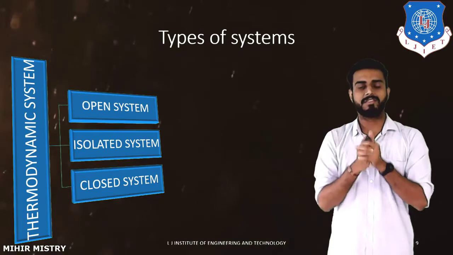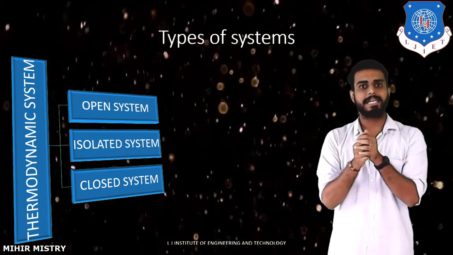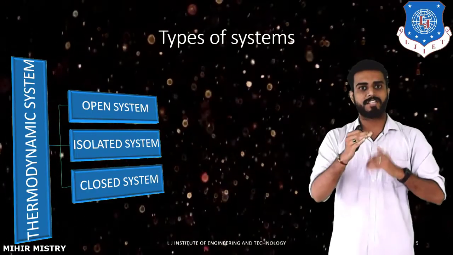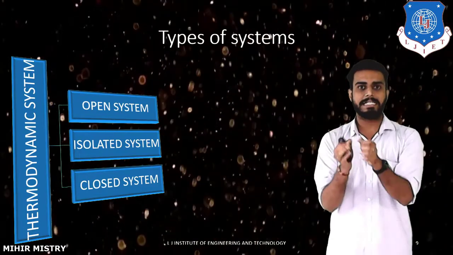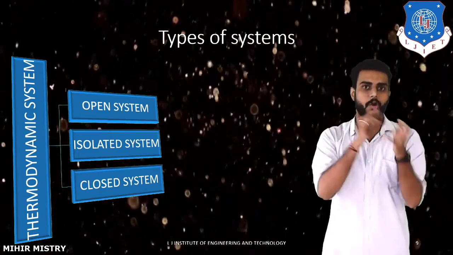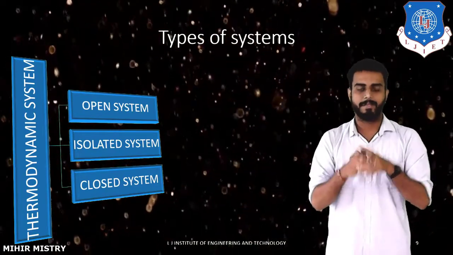Now the last system, that is closed system, it is also known as controlled mass system. So why is it closed system? Simple. Why is this controlled mass system? Simple. The mass cannot transfer from the system to the surrounding or from the surrounding to the system, but the energy can transfer from the system to the surrounding or vice versa, right? So that is why it is known as closed system, right?